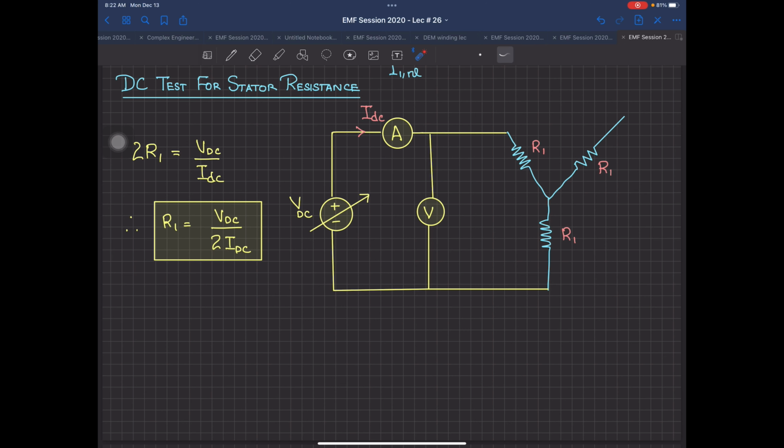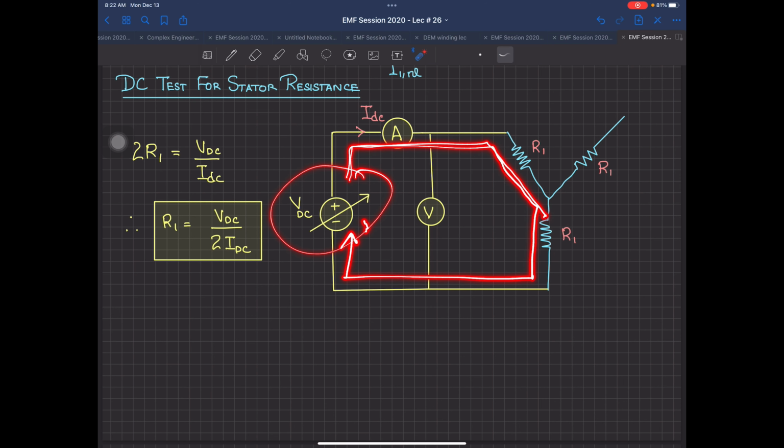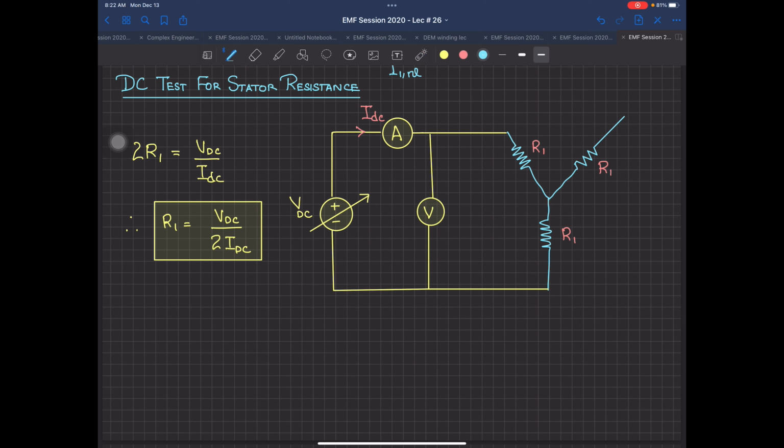current, by which I mean you are going to give a DC supply. That DC supply is again going to be variable, and you are going to connect this in the Y configuration or delta configuration. I will come back to the delta configuration later on. When this is connected in the Y configuration, this IDC has to be equal to the rated current of your winding.